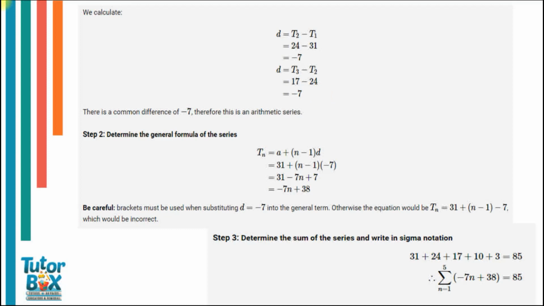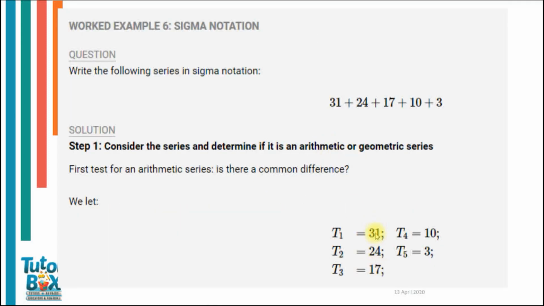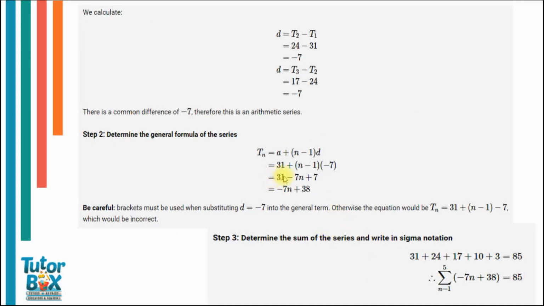Now we need to get the general formula of the series. For an arithmetic series, Tn is equal to a plus (n minus 1) times d. Our first term is 31, remember? So 31 plus (n minus 1) times minus 7. If you simplify, you get minus 7n plus 38.